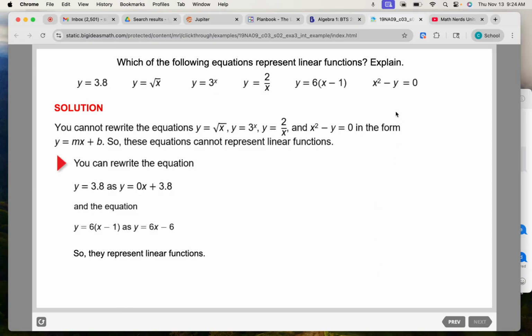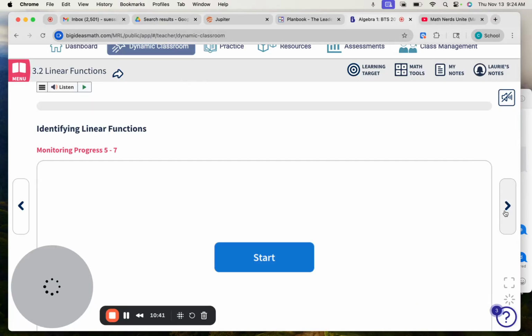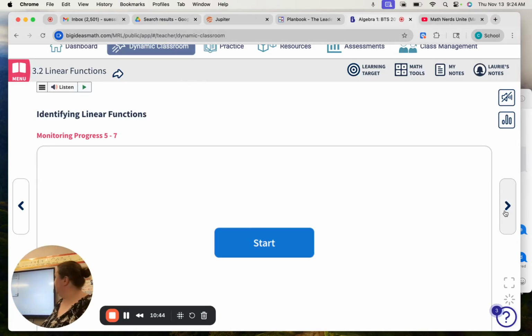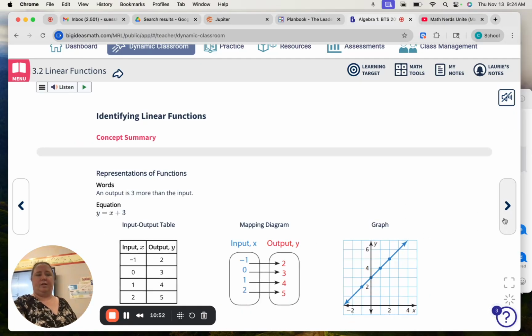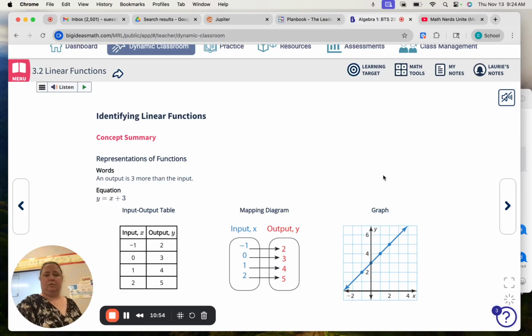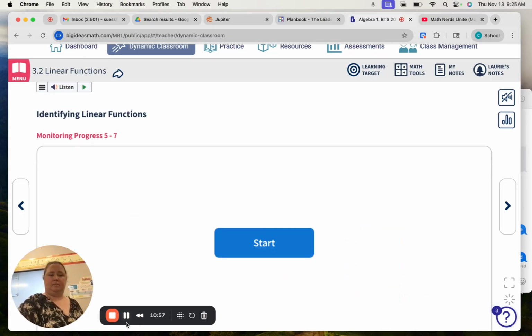No. Okay, so if you see an exponent, it's not a linear equation. That's an easy, quick one, right? Yes. If the x is underneath a number, it's not a linear equation, because you can't rewrite that one. All right, so do Monitoring Progress 5 through 7, and then we'll do the next part.